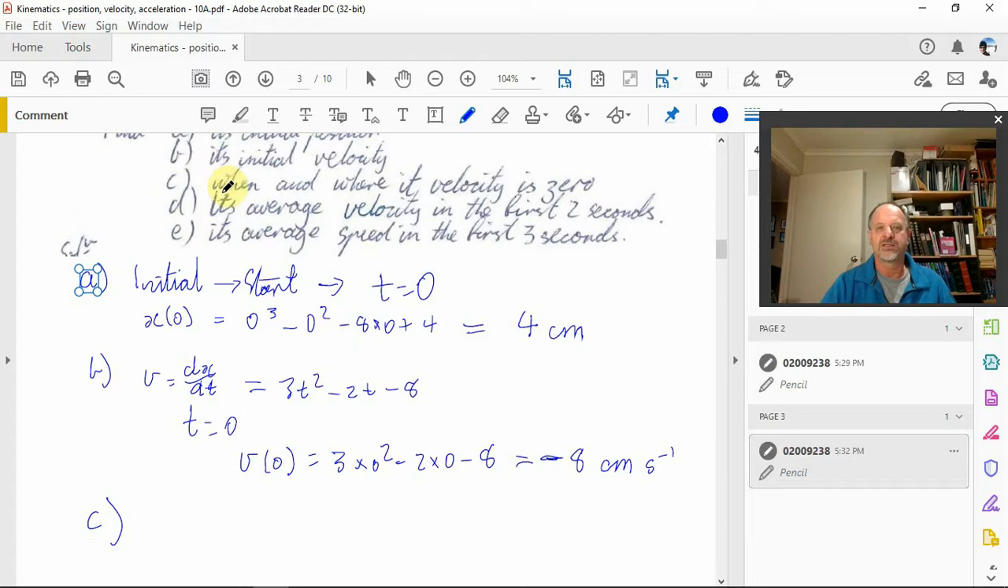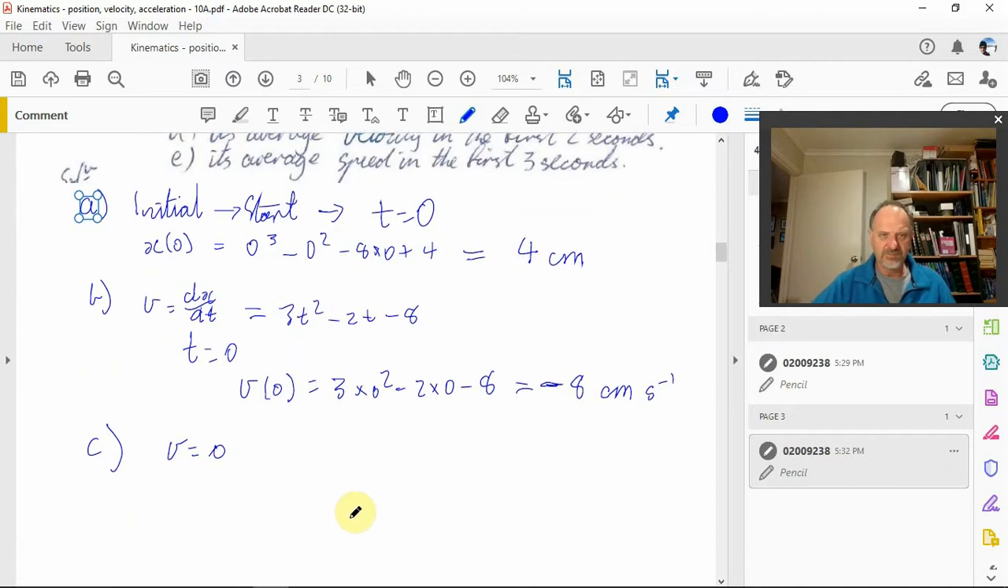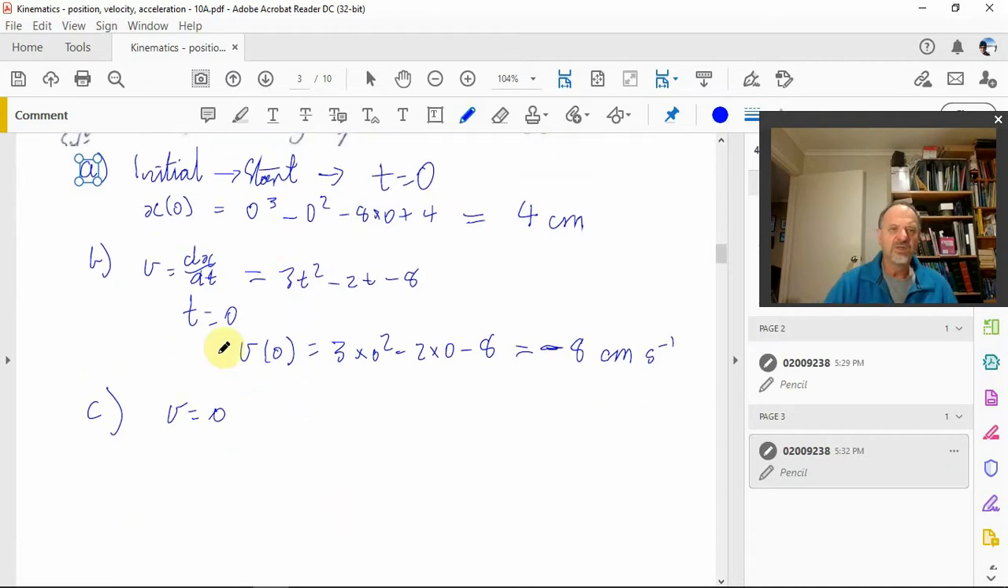C asks us when and where. So whenever you see when, that's time, and where, that's its position. Is its velocity 0? So we know that v equals 0. Now we've got our expression here for velocity, so our 3t squared minus 2t minus 8 is equal to 0.